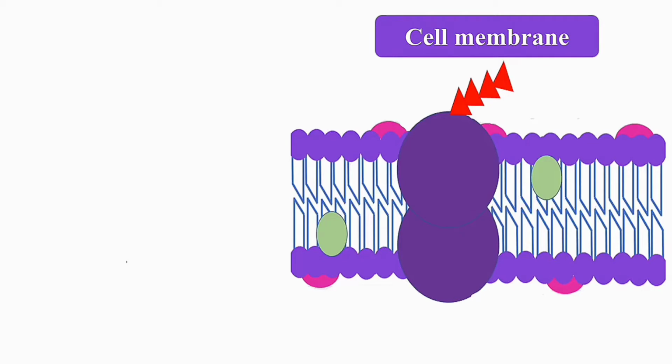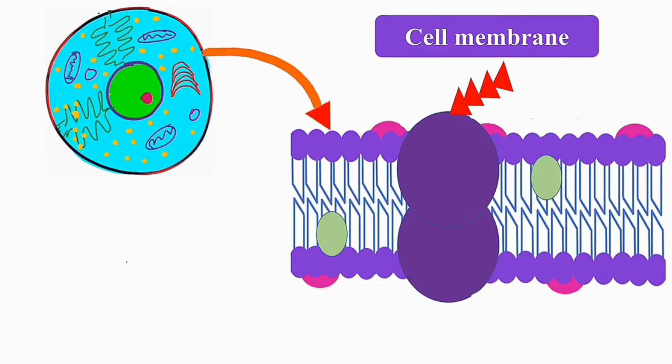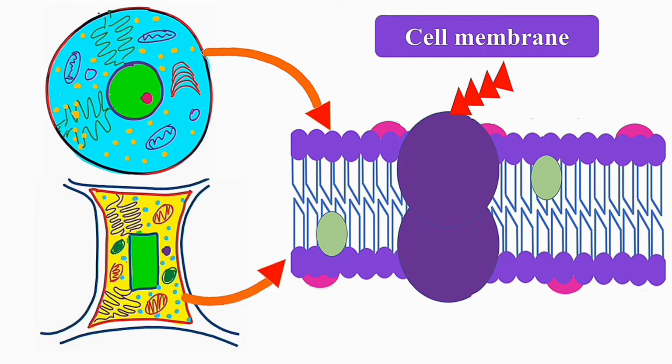The topic we are going to discuss today is the cell membrane. It is the outermost boundary in animal cells, which separates the inner cytoplasmic content of the cell from the outside. While in plant cells, it is bounded by another layer, which is known as the cell wall.